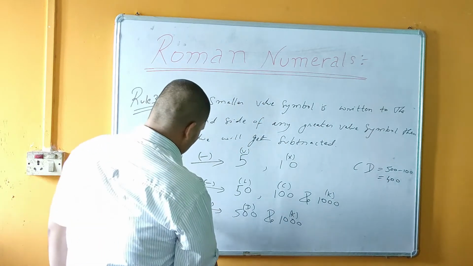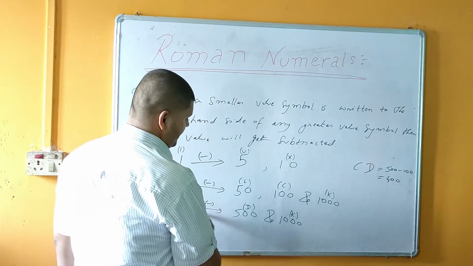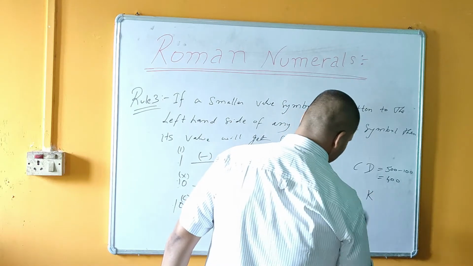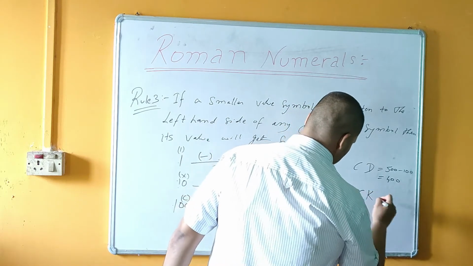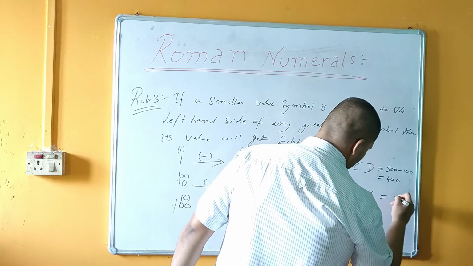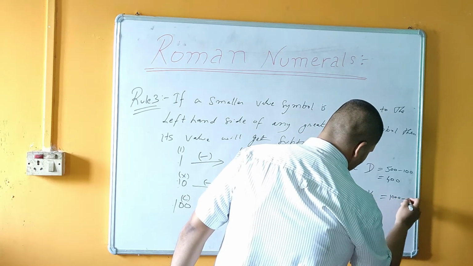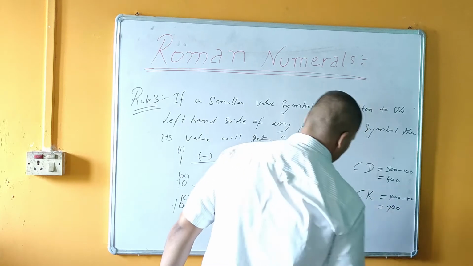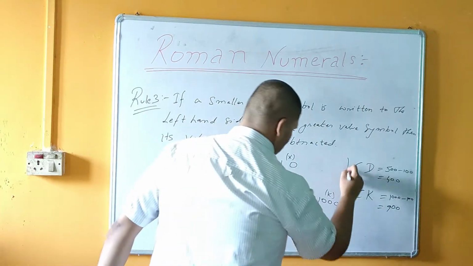Here again we want to subtract this 100 from 1000. So 1000 is nothing but M, and we want to subtract 100, so CM is nothing but 1000 minus 100. It will give 900. Alright. This is rule number 3.